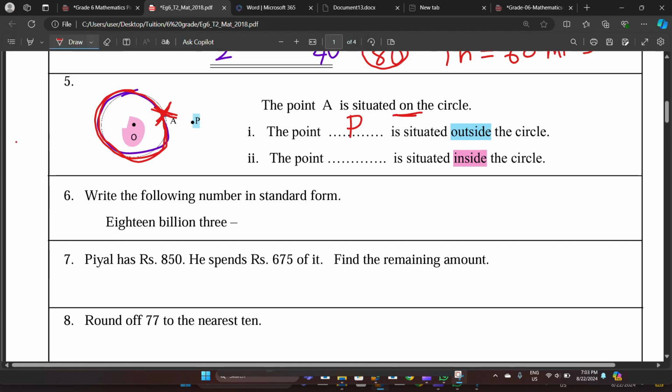So the answers for this question are very easy. "On" means the point should be on the circular line. "Inside" means the point should be inside the rounded line, like O. And "outside" means it should be outside the circle, like P.